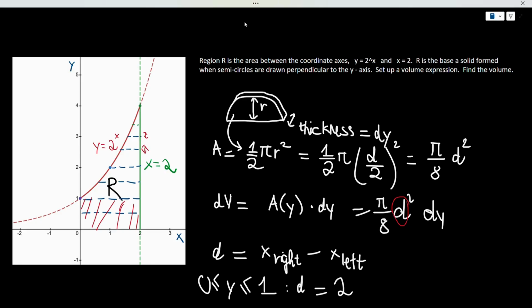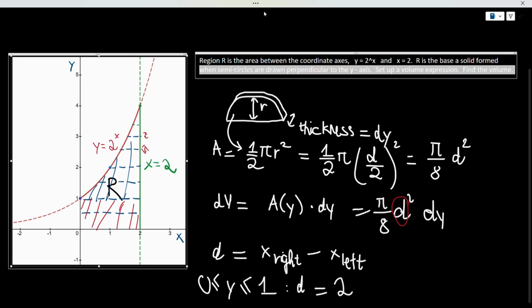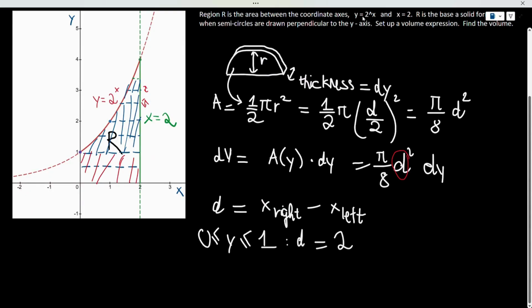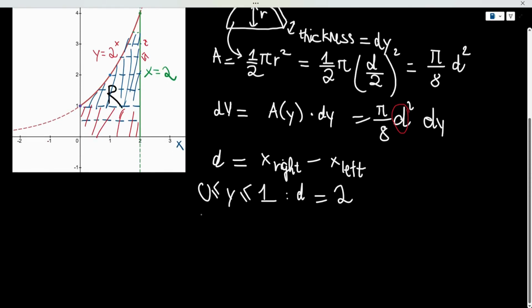And on the interval from y equals 1 to y equals 4, we see the radius dramatically changing over here, this part over here. So x right is still 2, because it's bounded by x equals 2, so x right equals 2 always. So I'm going to write here 2 minus.